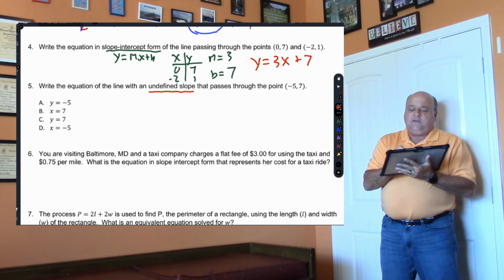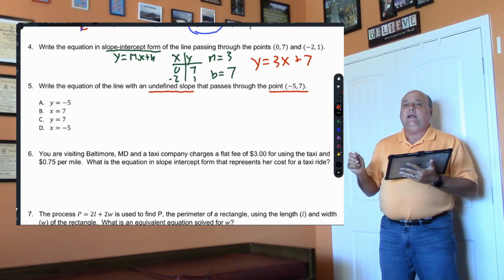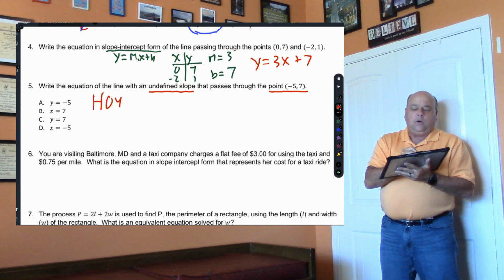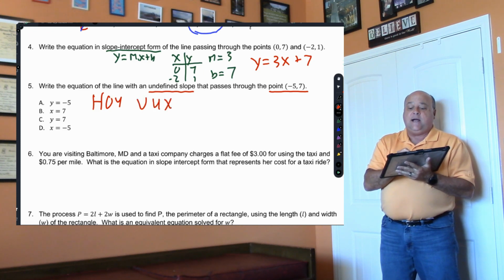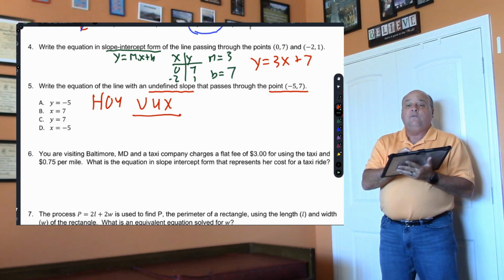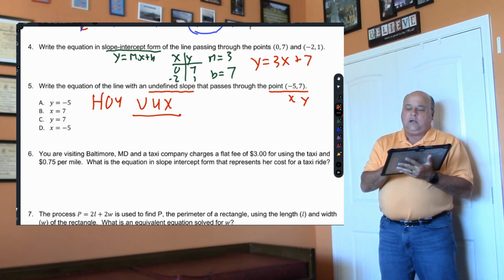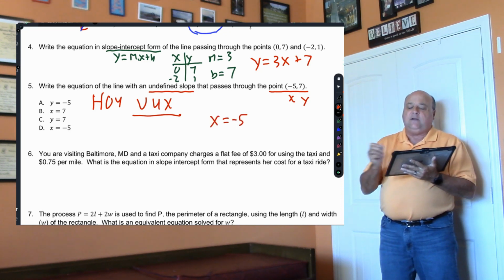So we want an undefined slope that goes through the point negative 5, 7. Since it's undefined, remember, HOY is horizontal, 0 slope, y equals. VUX is vertical line, undefined, x equals. So we're going to use VUX for the undefined slope. That means that our equation is going to be x equal. So our equation should be x equal negative 5.